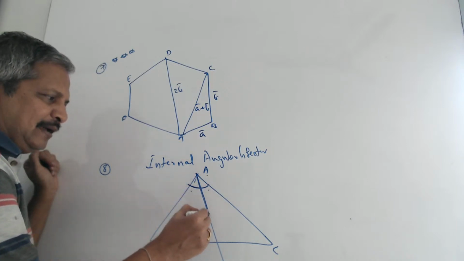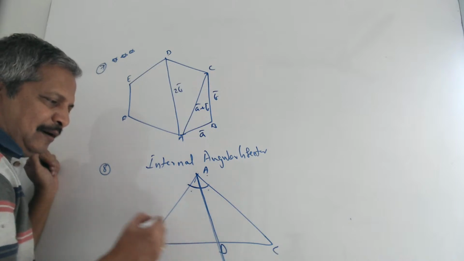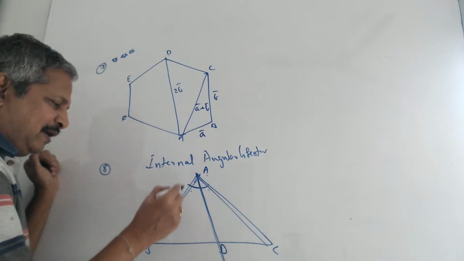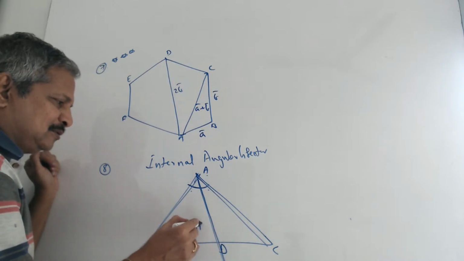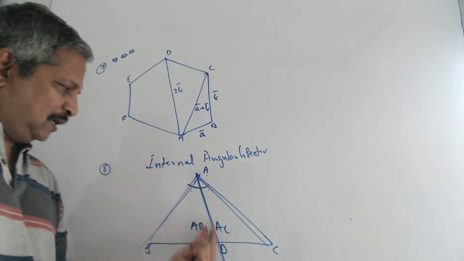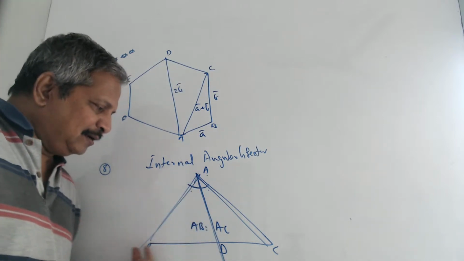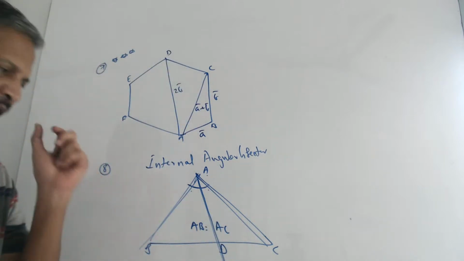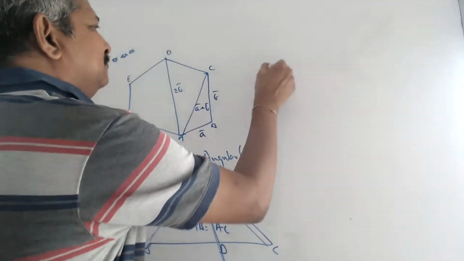An internal angular bisector divides the opposite side in the ratio of the adjacent sides. Means D divides BC in AB is to AC. One of the most important. Internal angular bisector AD divides the opposite side BC in AB is to AC. This is another point. Next point.